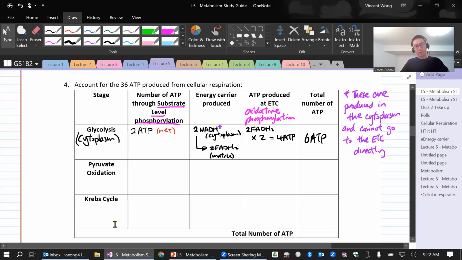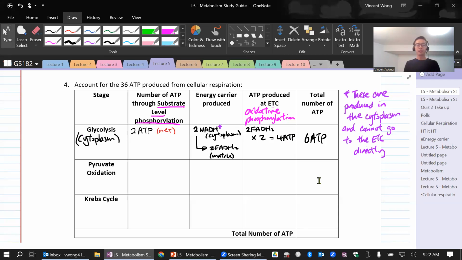Can you try to fill in the second row here? Please just take a moment. Try your best. I'll give you like 3 minutes to do it. And then I'll take it off.